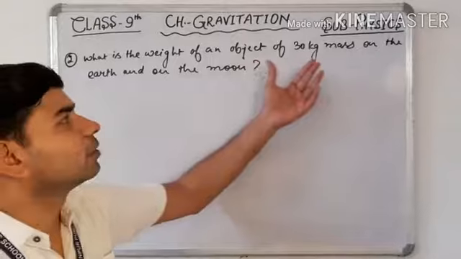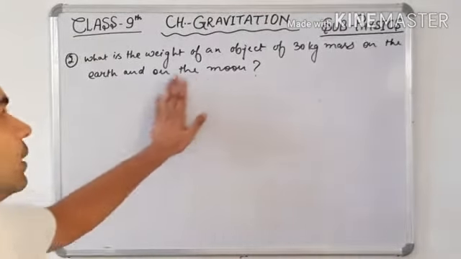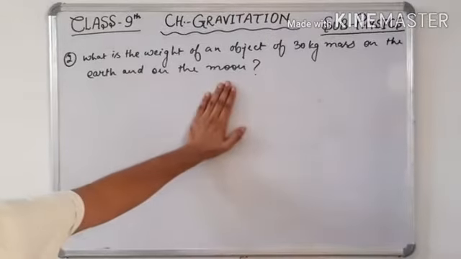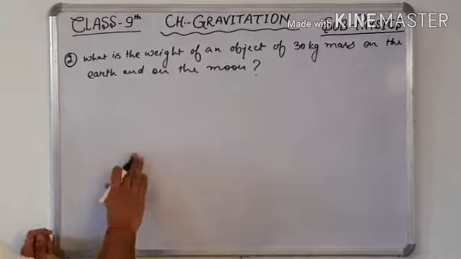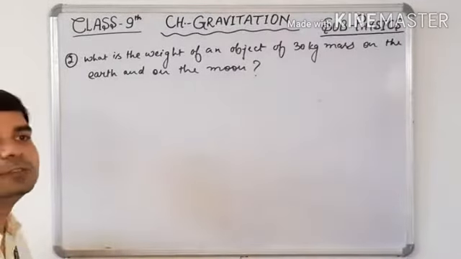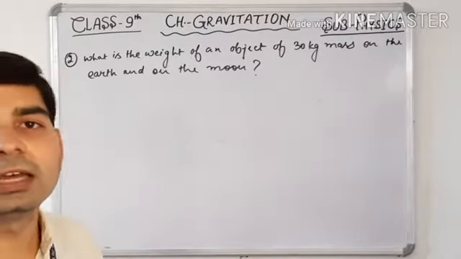There is an object of mass 30 kg. You have to find the weight of this object on earth and on the moon. As you have learned, the value of g on the moon is 1/6 of the value of g on the earth.